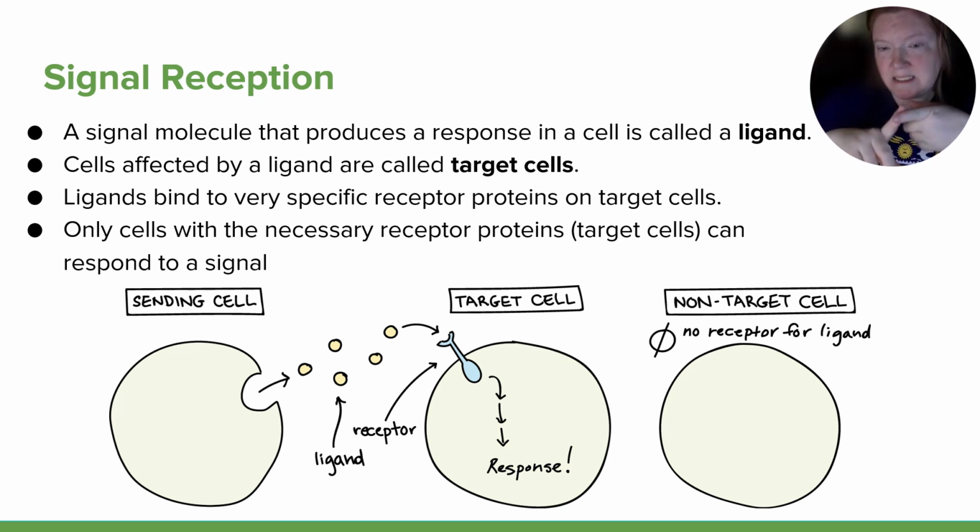Only when the necessary receptor proteins on the target cells are present can the cell respond to the signal or ligand. Okay, so you can see here, here's the cell that sends out the signal. Here's the signal or ligand. Okay, this cell has a receptor that matches this ligand, so that cell will have a response. This cell does not have a receptor for that ligand, so no response.